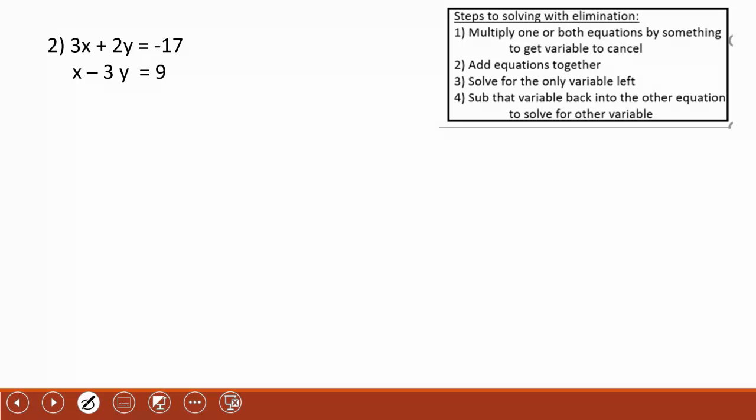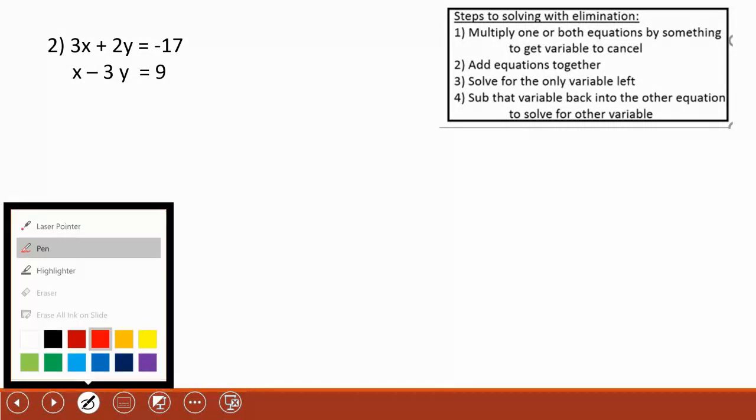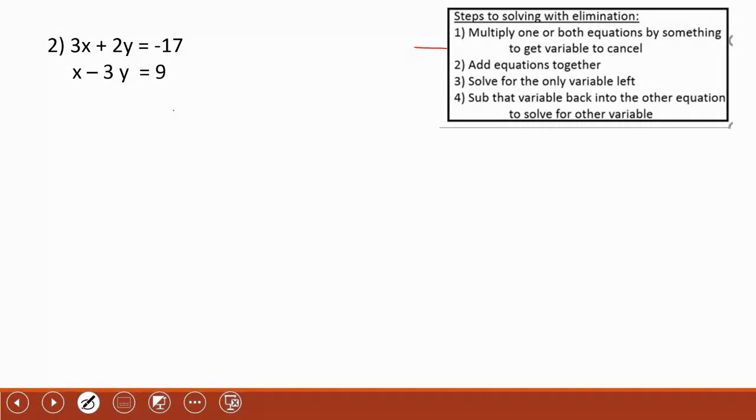Second equation, I'm going to look. If I add these together, I'll get 4x minus 1y equals negative 8. And that does not help me eliminate anything. So I'm going to have to multiply one of my equations, maybe both, to get rid of something. So I'm going to look right here. If I want to get rid of x, if that's the 3, I can change that to a negative 3 by multiplying the whole equation times negative 3.